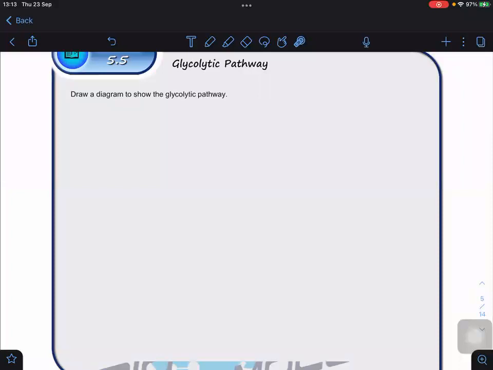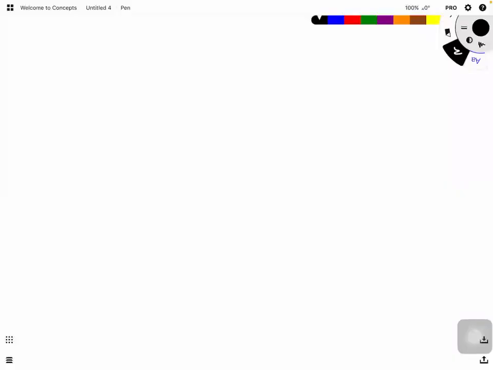Now we need to know how to draw this glycolytic pathway, and how to describe the pathway as well. Let's look at this glycolysis. We don't need to remember every single step of glycolysis, but some steps we need to remember. First, we always start with glucose for glycolysis, right? Glucose, which is 6 carbon.